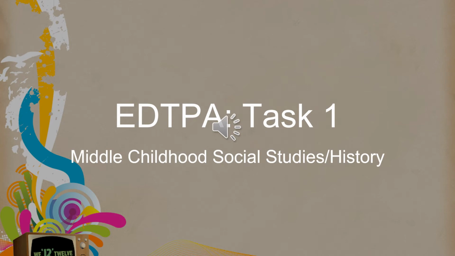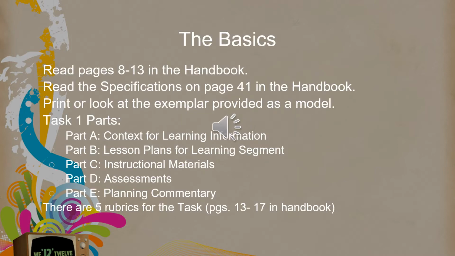This video is to help you with Task 1 for the Middle Childhood Social Studies or History Handbook. To go over the basics, you need to read pages 8 to 13 in your handbook. You should print or at least download a copy of your handbook. Make sure you read the specifications chart that's on page 40 in the handbook.